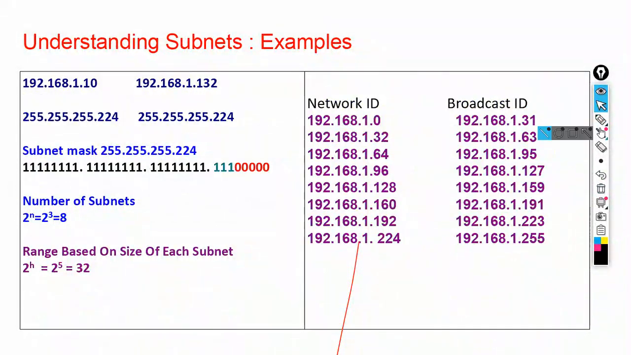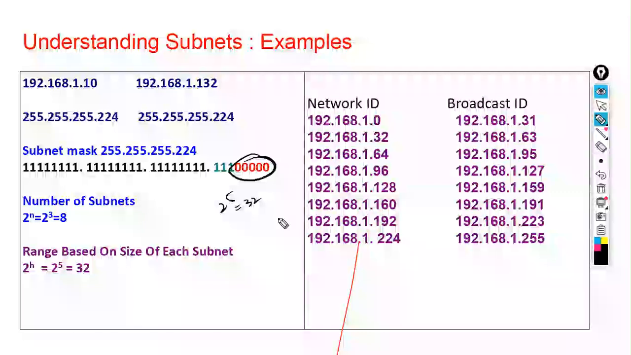Okay, let us take another example. Let us say we have two IPs, 1.10 and 1.132, and their subnet mask is 255.255.255.224. Again, we will convert this: 255 is 8 ones, 255 is 8 ones, 255 is 8 ones, and 224 will be 3 ones and 5 zeros. So we have 5 zeros here. 2 power 5 means we'll get 32 IPs in each subnet.